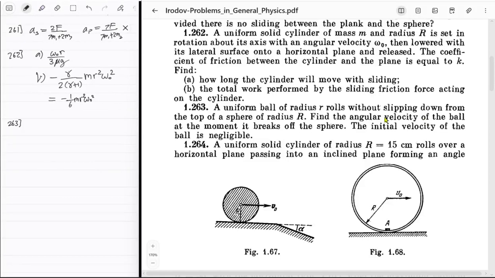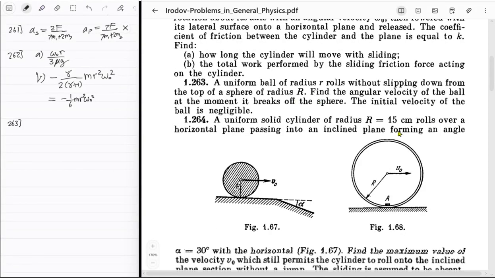263. Let's go. A uniform ball of radius r rolls without slipping down from the top of a sphere of radius R. Find the angular velocity of the ball at the moment it breaks off the sphere.